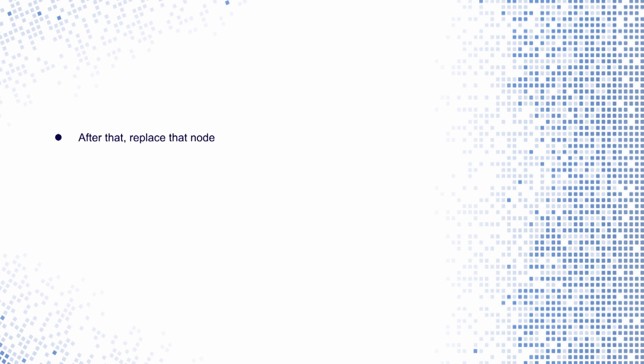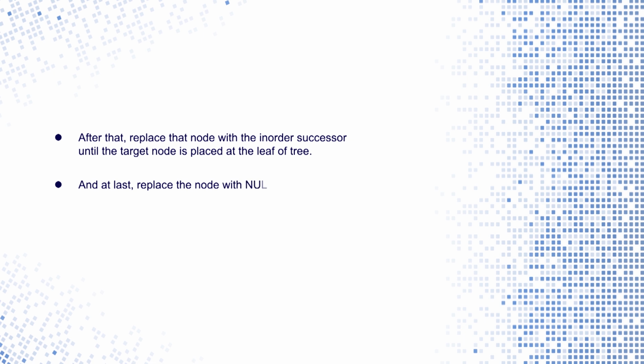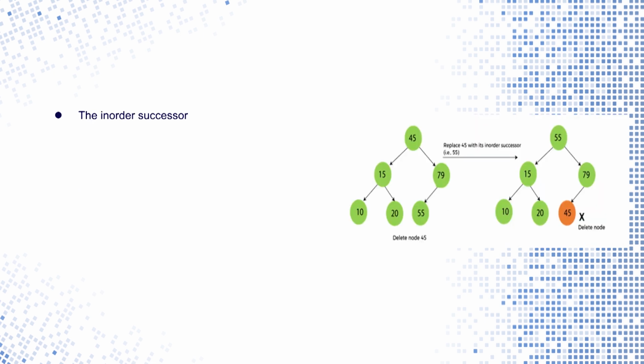After that, replace the node with the in-order successor until the target node is placed at the leaf of the tree, and at last replace the node with null and free up the allocated space. The in-order successor is required when the right child of the node is non-empty.